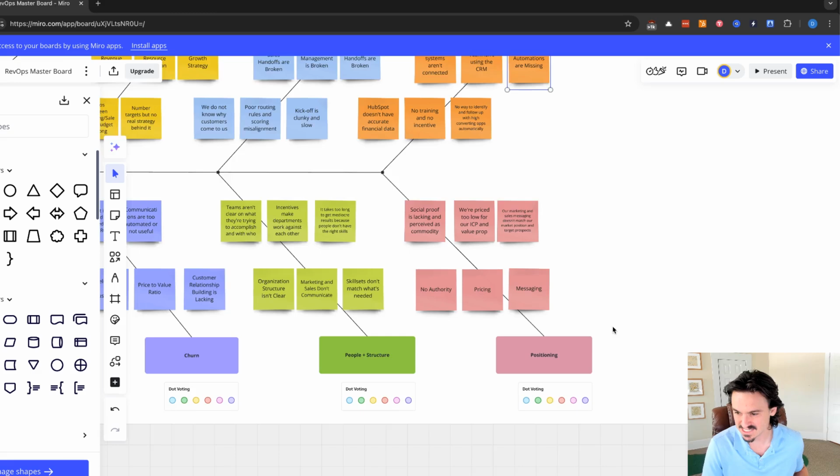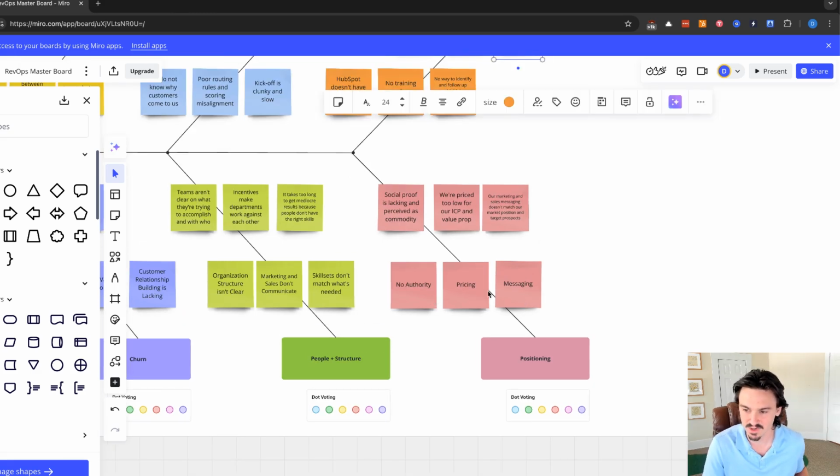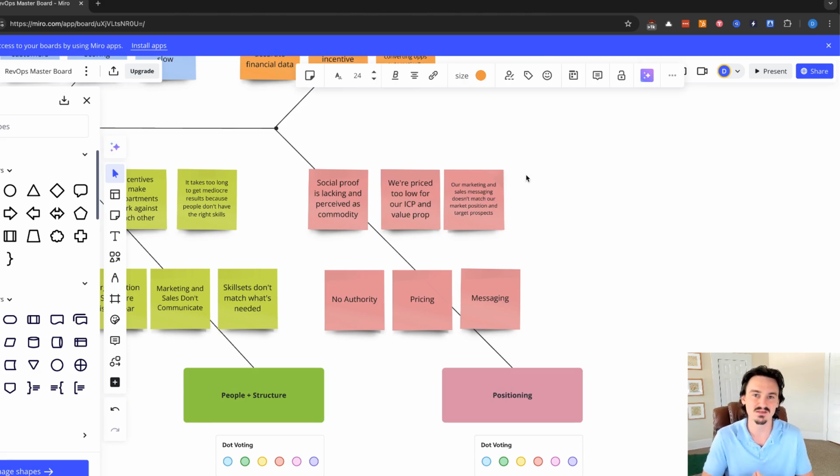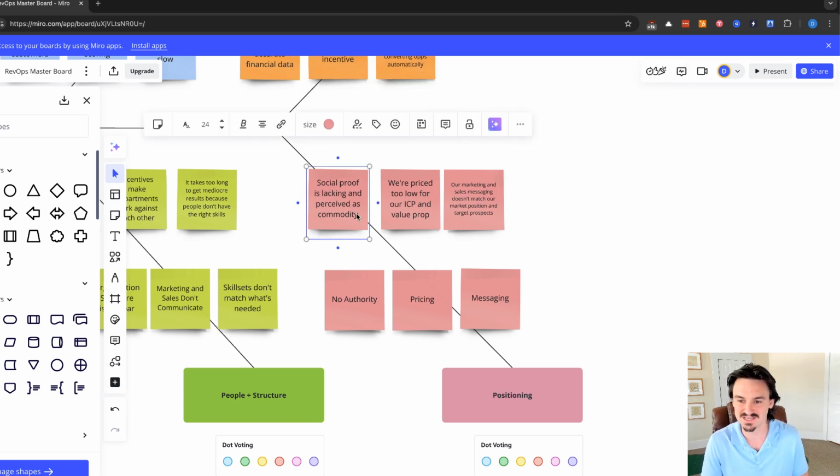Next, we're going into positioning. Positioning, we have no authority, pricing, and messaging, all three very common things that impact revenue, causes a lot of leakage. If it's no authority, it's because social proof is lacking and the brand is perceived as a commodity.